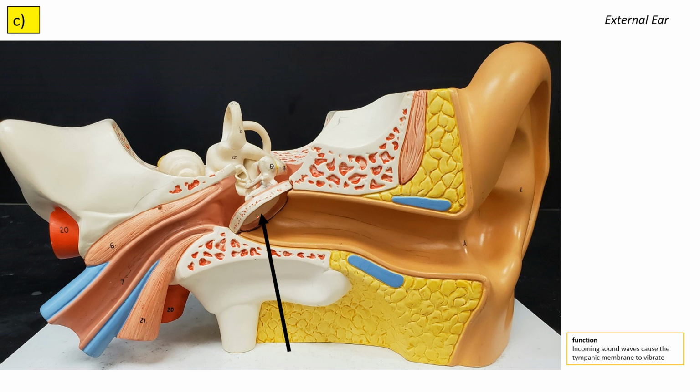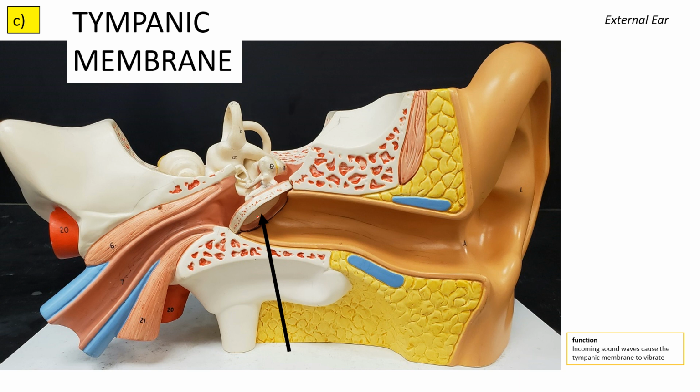This structure right here is the tympanic membrane. You may have heard it called an eardrum before. I need you to give me that correct anatomical term, which is tympanic membrane. And this structure right here, you could take the Q-tip and poke it straight through that tympanic membrane, and that's going to cause you not to be able to hear and also a lot of pain.